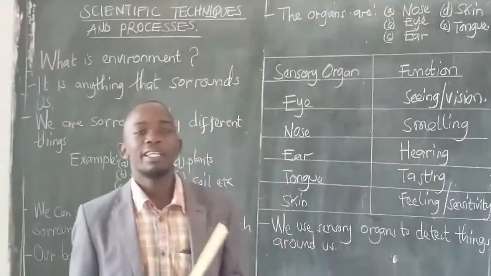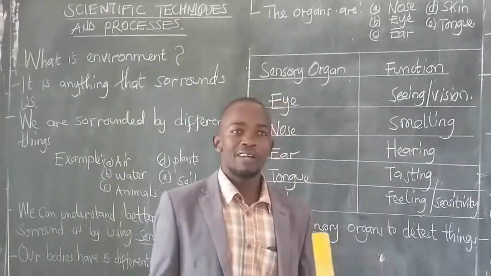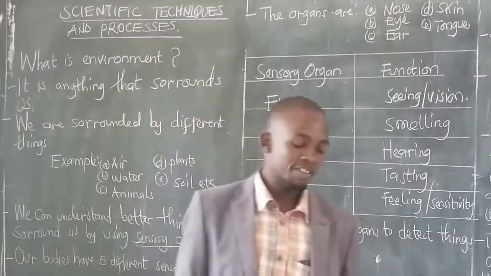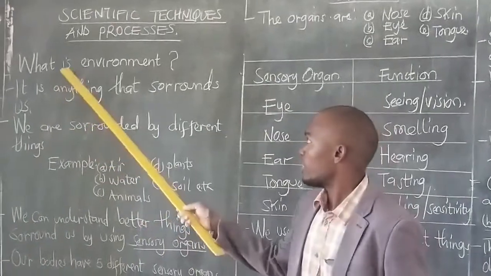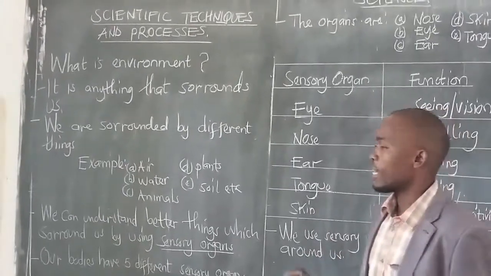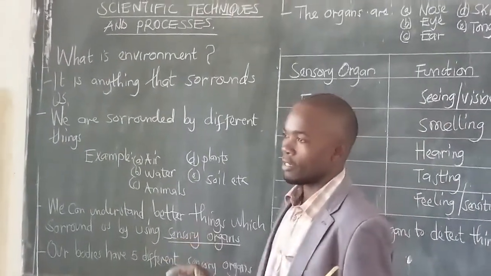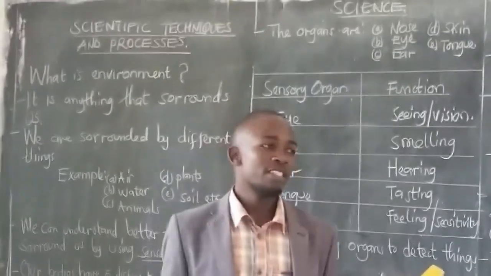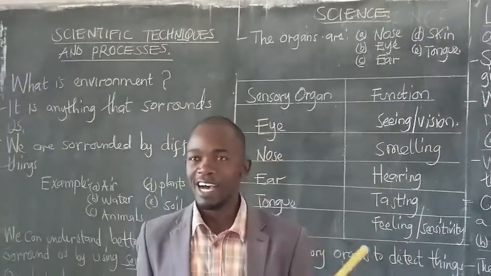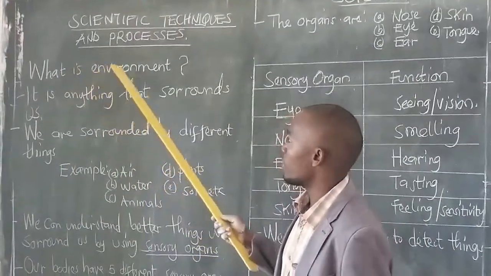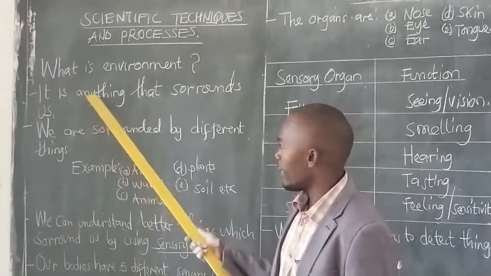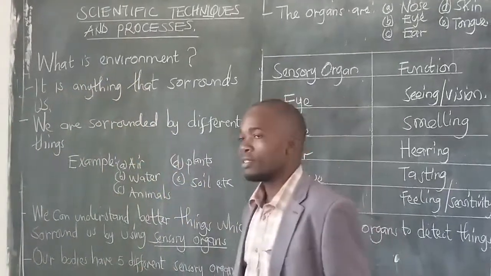So, we are going to begin by defining the word environment, because we will be dealing with our surroundings time and again. What is environment? Environment is anything that surrounds us, be it a living thing or a non-living thing. It is referred to as environment.